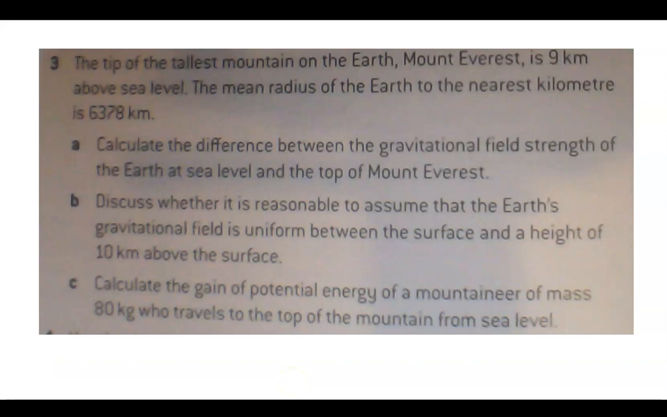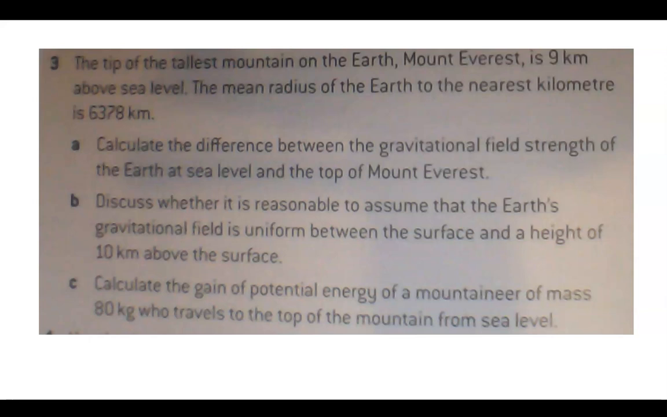The tallest mountain on Earth, Mount Everest, is 9 kilometres above sea level. And the mean radius of the Earth to the nearest kilometre is 6,378 kilometres. Part A, calculate the difference between the gravitational field strength of the Earth at sea level and the top of Mount Everest.